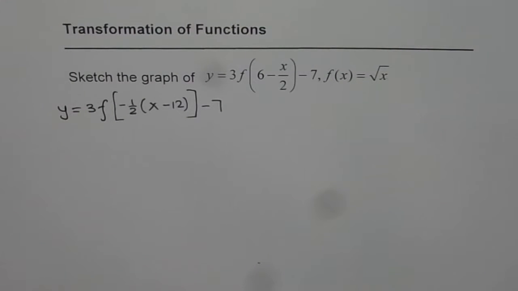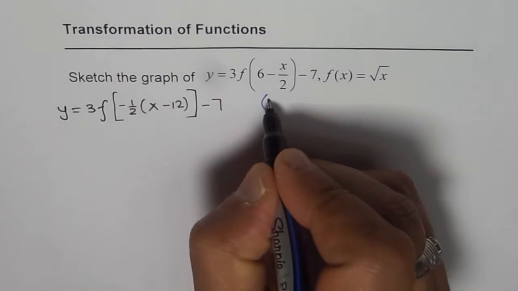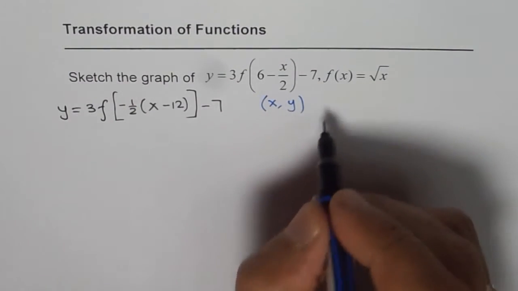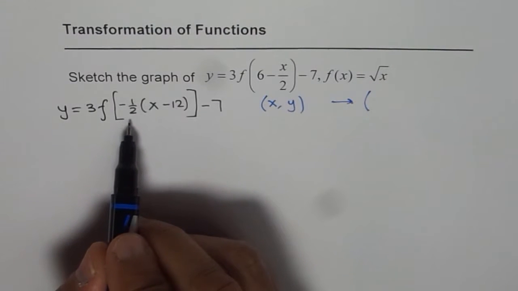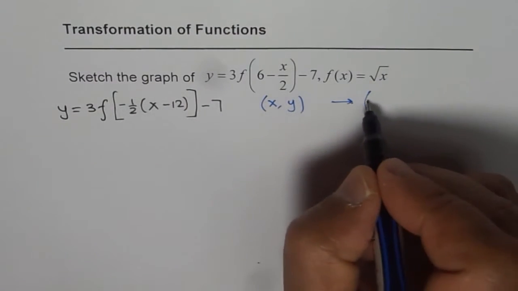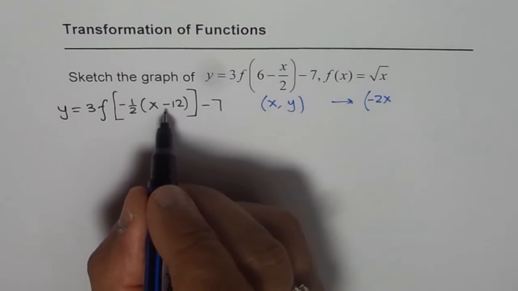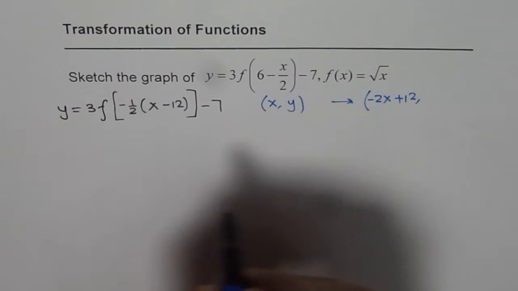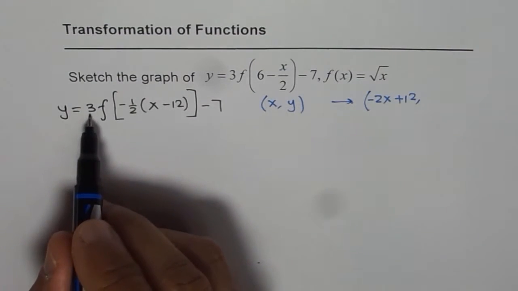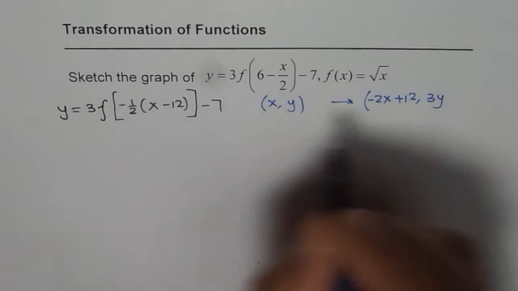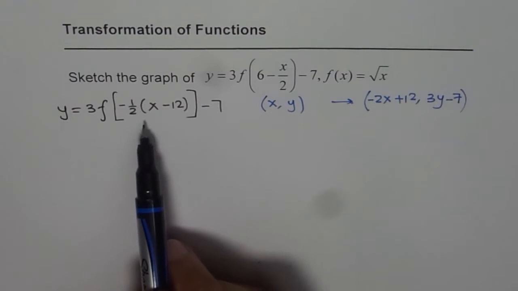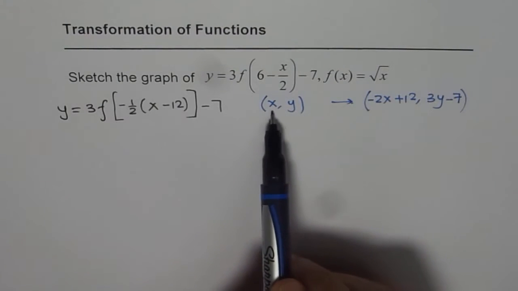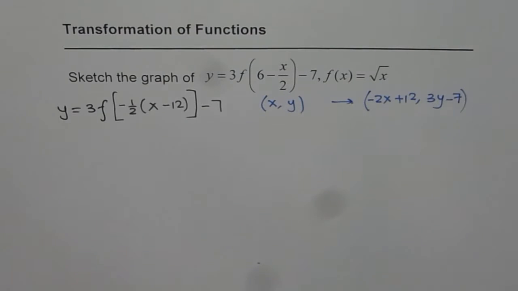Now this transformation transforms all the points on the original function. And how do they map? They map like this. The original function points, let us say, are (x, y). Then on the transformed function, the x values will get multiplied by minus 2, so we get minus 2x, and then you have to add 12. For y values, they get multiplied by 3, so 3y minus 7. So that is how the points get transformed. So any original point (x, y) on square root x will get transformed to these points.